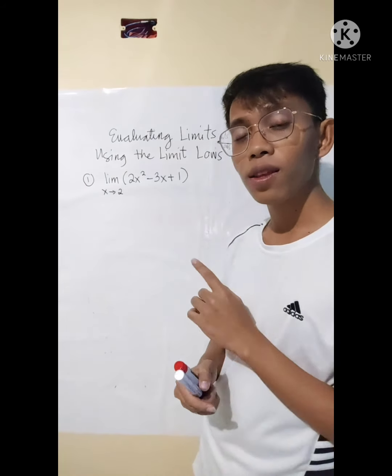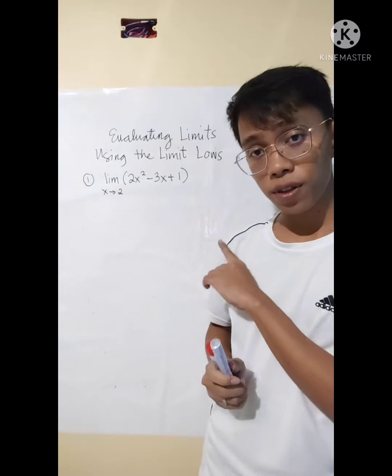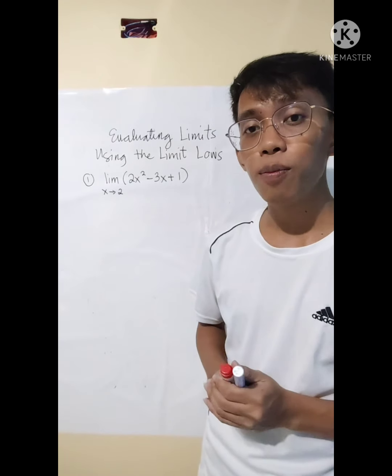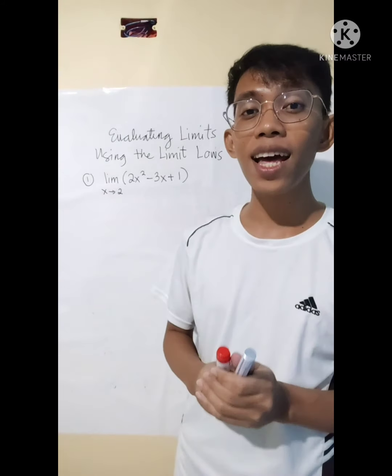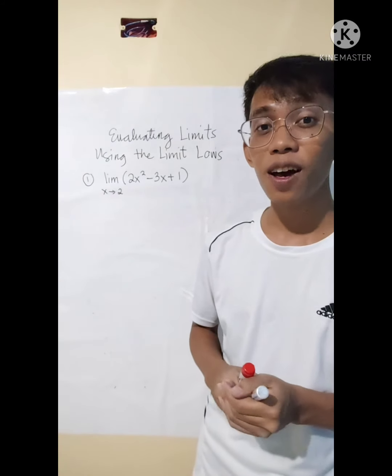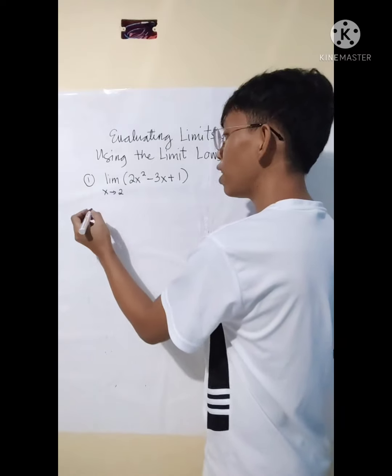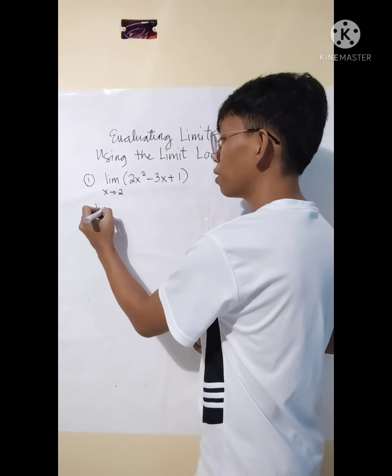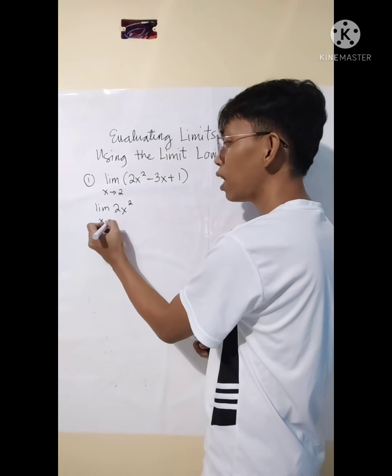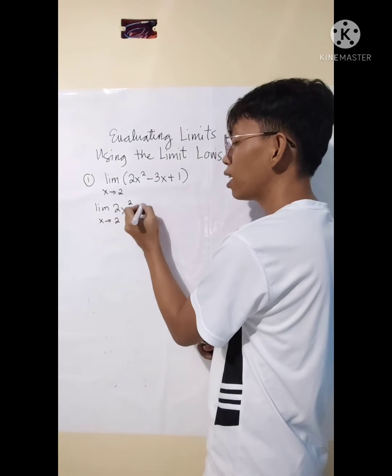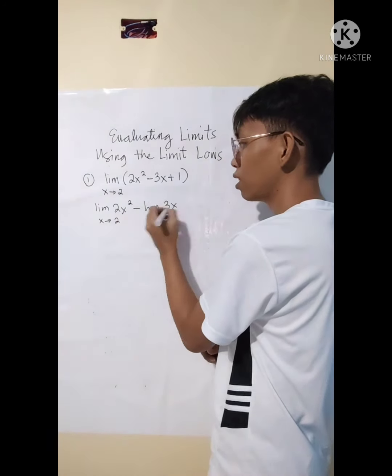So, for number 1, we have here the limit of the given quantity as x approaches 2. So, the first limit law na i-apply natin is the sum. So, by applying the limit of a sum, para nating paghihiwa-hiwalayin yung expression, magkakaroon sila ng kanya-kanyang limit.